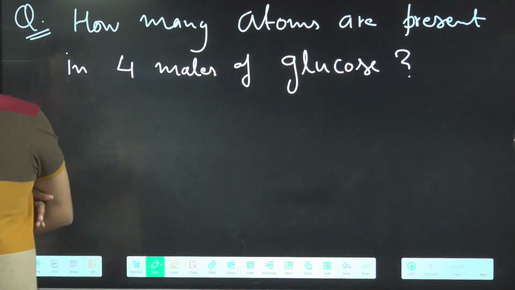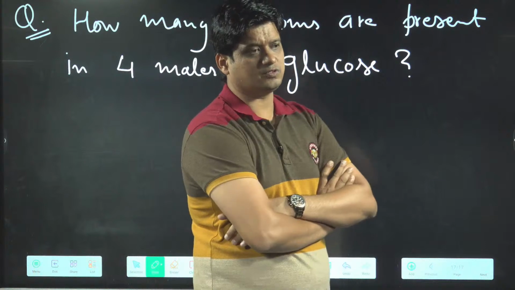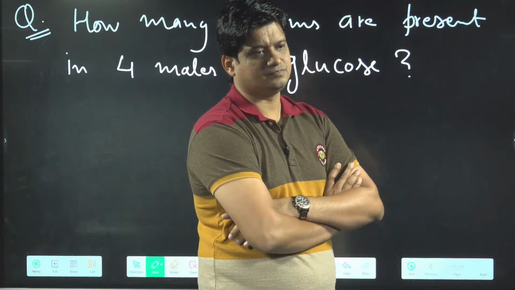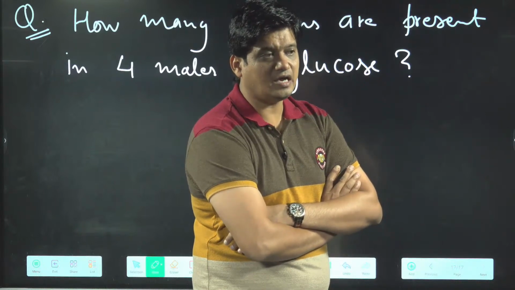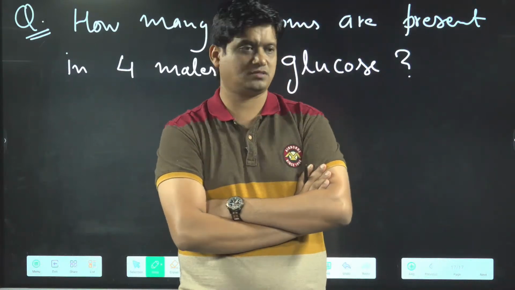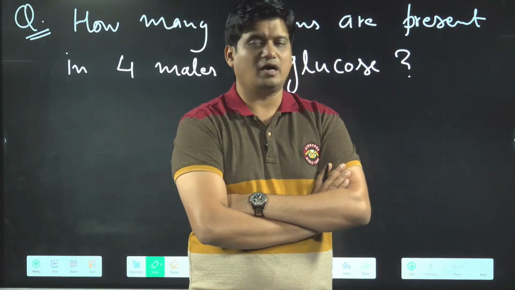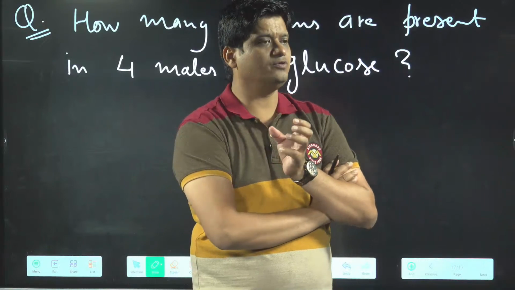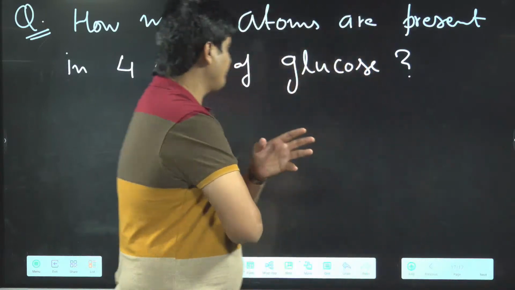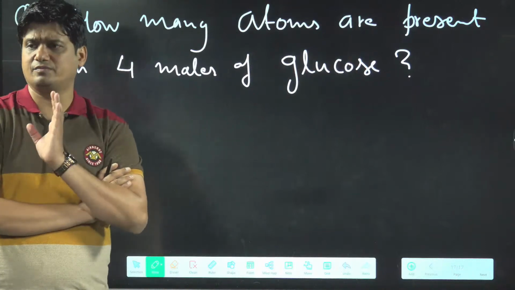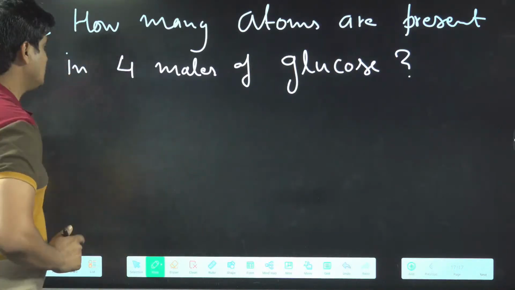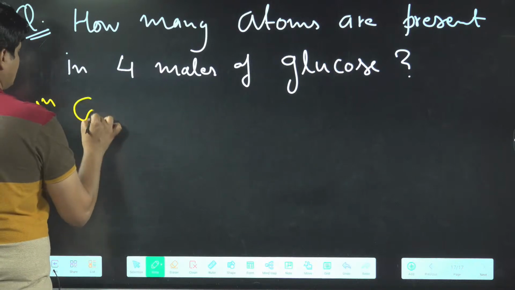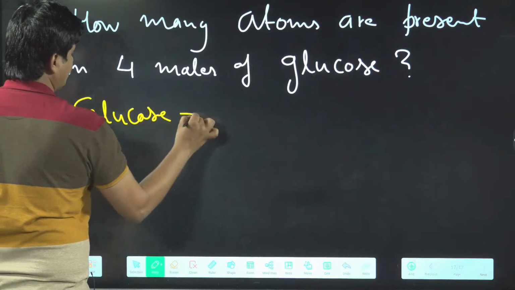So, how would we come to know that we have to start with glucose? Because data related to glucose is given to us. I said earlier, the data which is given to you will be the starting point. So, data regarding glucose is given. Firstly, I'll write the formula of glucose. What is the formula of glucose?